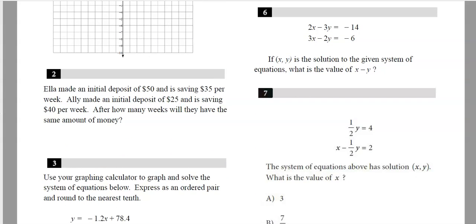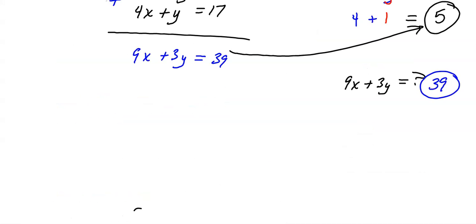So number 6, this one they want to know what is x minus y. Well, I don't know if I can shortcut this one yet, so I'm just going to solve it as is, but then we will come back and see if maybe there was a shortcut. So let's try number 6. We have 2x minus 3y equals negative 14. We have 3x minus 2y equals negative 6.